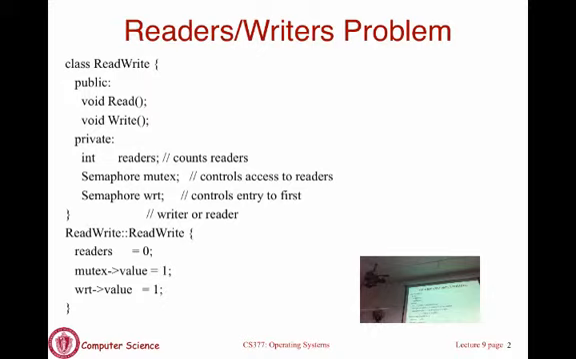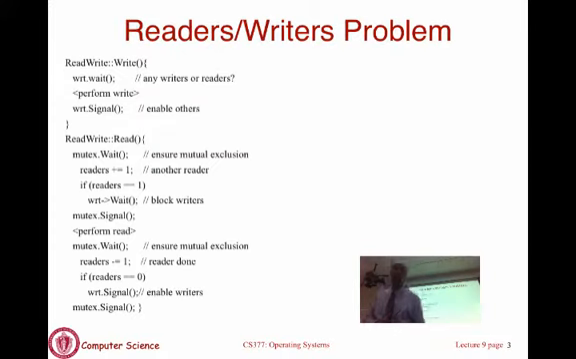So you have two semaphores: a mutex semaphore that's just acting as a lock, and a write semaphore that's going to control who gets to either read or write. You initialize both of them to 1. So both semaphores initialize to 1, and here is the write class, and this is the read class.